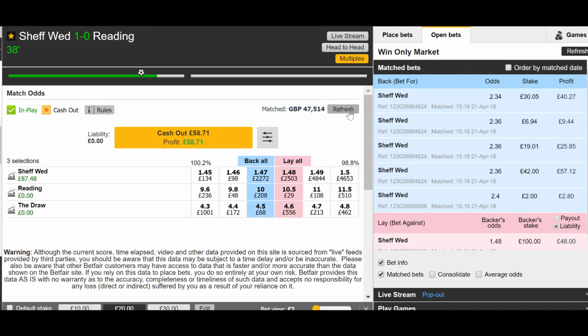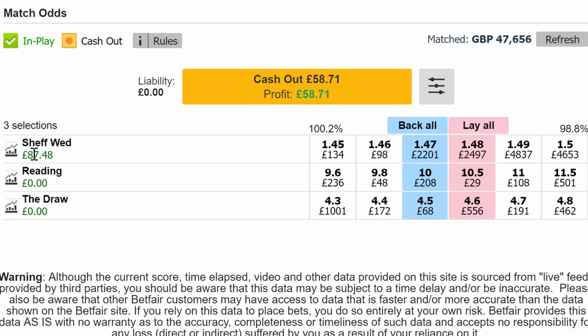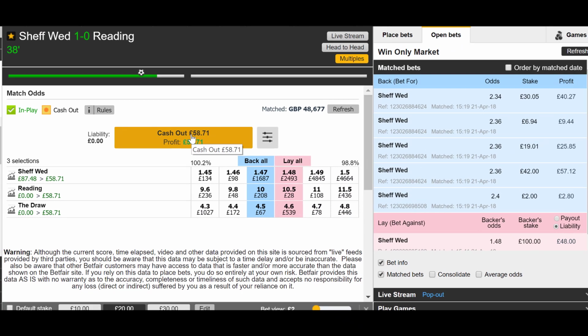average that out. Now, what you can see, I've got an £87 free bet on Sheffield Wednesday, or I could cash this out for a £58 profit, which would be either a 58% return on my stake or an 87% return if I just want to let it run and gamble that Sheffield Wednesday are actually going to win this game. Either way, I've got no risk left on this trade. I'm not going to lose any money on this.